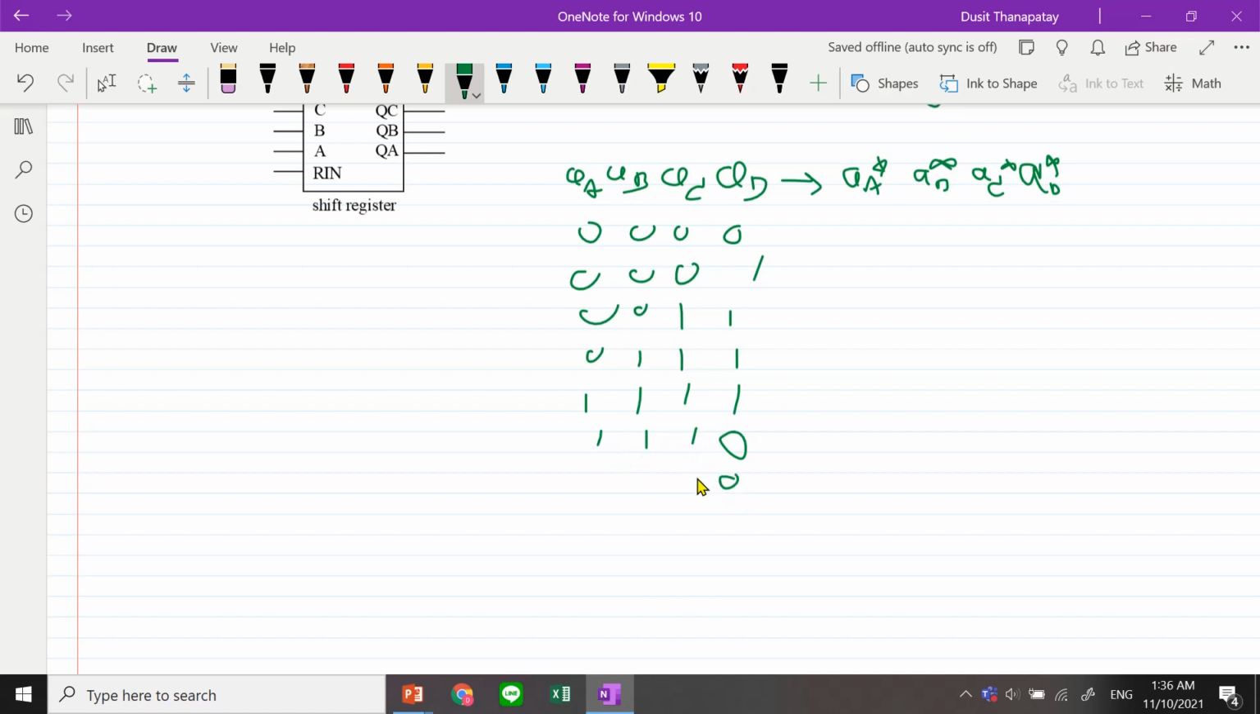For the next clock tick, it becomes 3 bits on, and then the next clock tick, 2 bits, and then 1 bit, and then back to the state of 0, 0, 0, 0 again. So let's check how many states: 1, 2, 3, 4, 5, 6, 7, 8. Okay, 8 states for the Johnson counter.